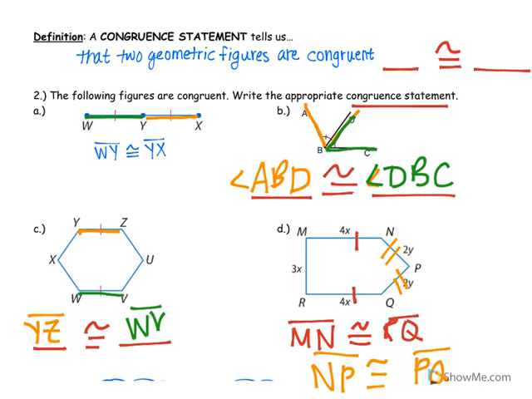And notice over here we have a lonely 3x. It doesn't have a partner to be congruent to. You can leave it blank, or if you want to get technical, we could put 3 tick marks to show that it's different, okay? But that one doesn't matter.